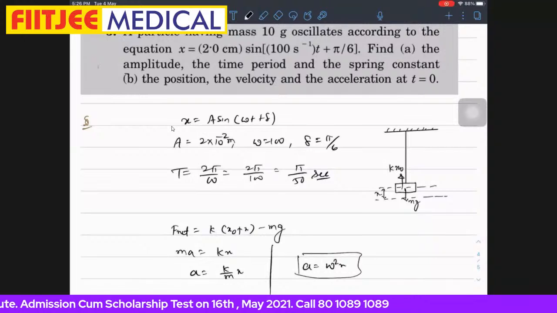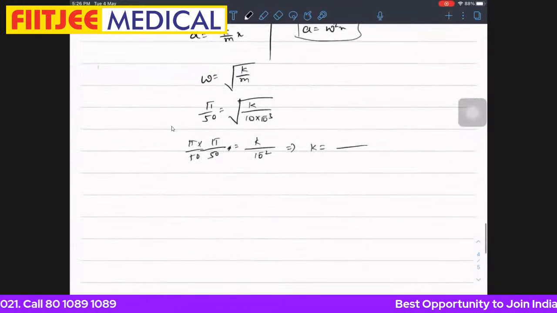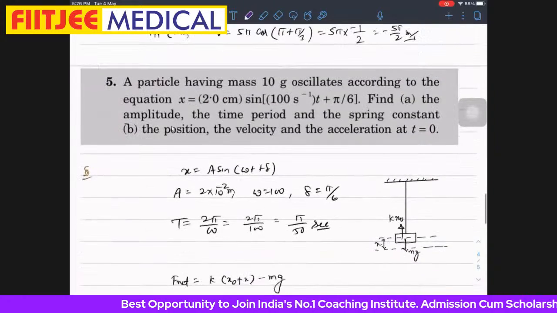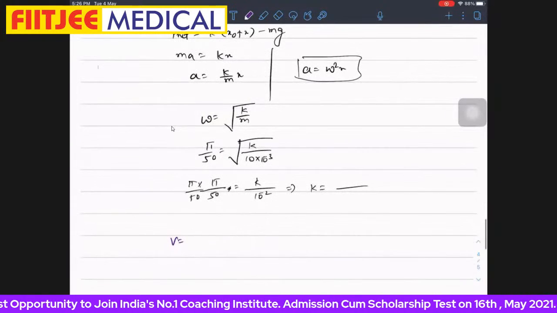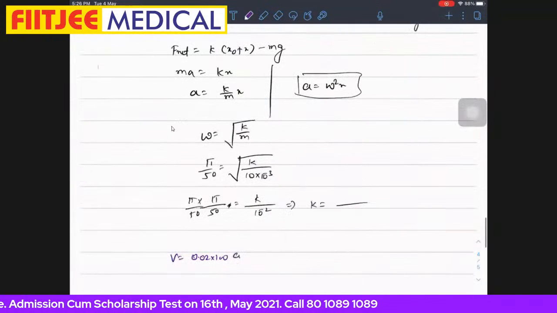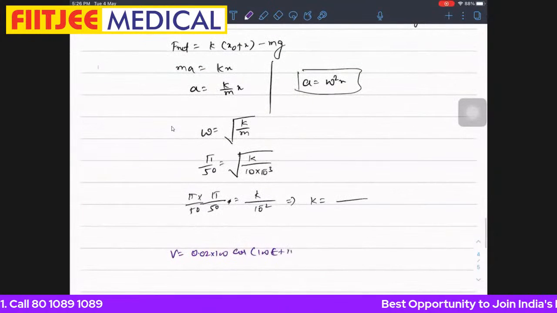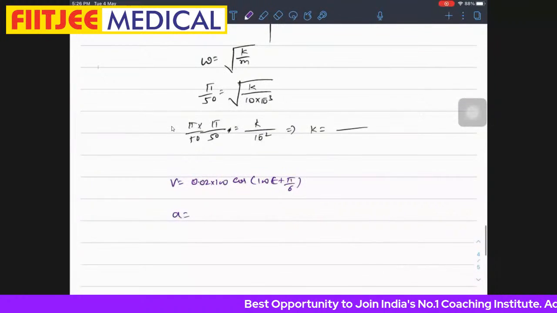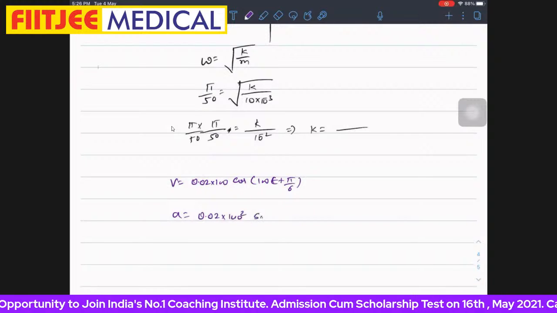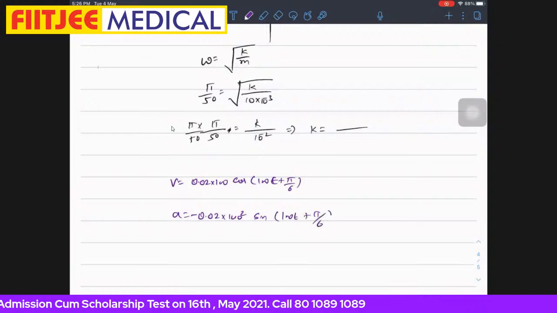Second thing they're asking: the position, velocity, and acceleration at t equals 0. If I want to find the velocity, what do I have to do? I have to differentiate the equation. So v I'll get as 0.02 × 100 cos(100t + π/6). If I want to find the acceleration, I have to differentiate it again. So 0.02 × 100² with a minus sign, which comes from differentiating cos, sin(100t + π/6).